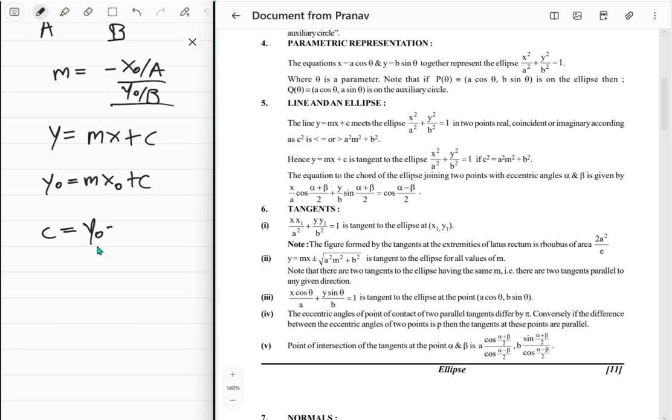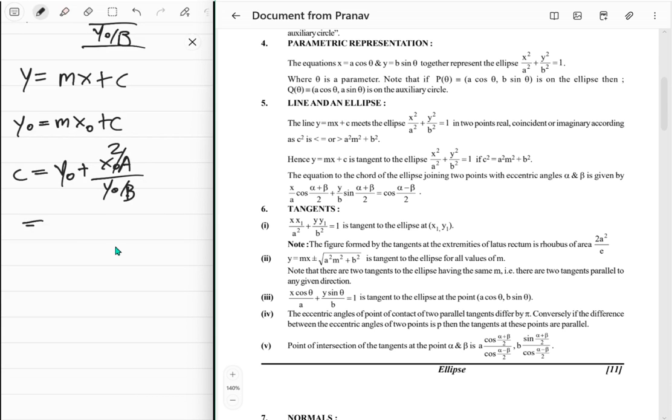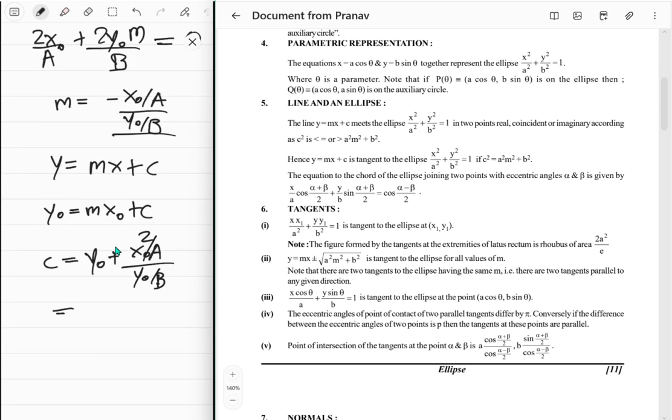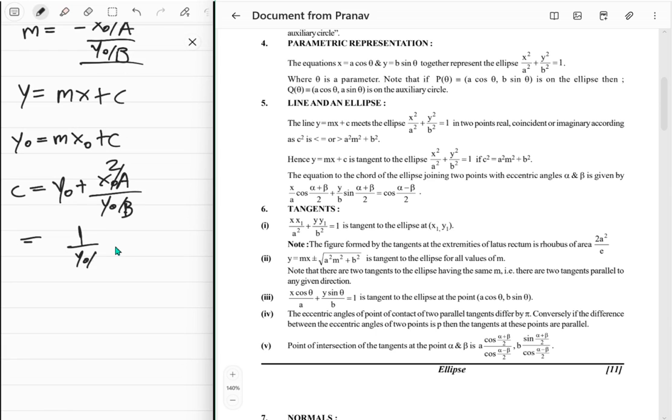C is just y naught minus mx naught, and we already know what m is. So yeah, like b upon a, so that goes on the top, this comes down. Then you got x naught upon y naught, and that times x naught, right? Oh, okay, you know what, scrap that. What we'll do is we'll just say x naught upon a times x naught, like squared upon a, upon y naught upon b, and then cross multiply, you just get x naught squared upon a plus y naught squared upon b. But guess what? That's just 1. So 1 upon y naught upon b, right?